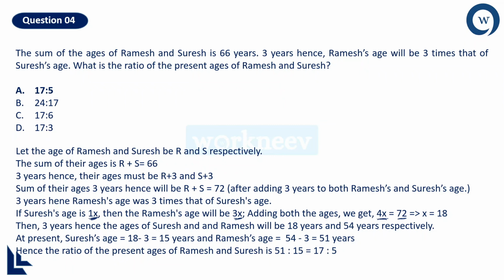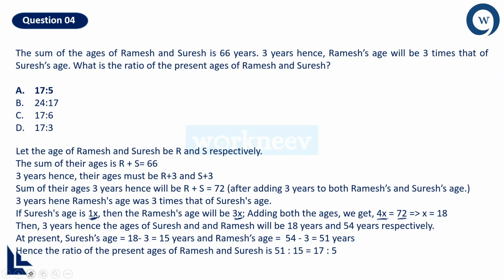Now what will be their ages at present then? You have to subtract 3 from both the values, right? So Suresh's age at present will be 15 years and Ramesh's age will be 51 years. And the last part of the question is what is the ratio of their present ages? Now you have to take 51:15. Upon simplifying it with the table of 3, you will get 3 17s are 51 and 3 5s are 15. So 17:5 is the answer.